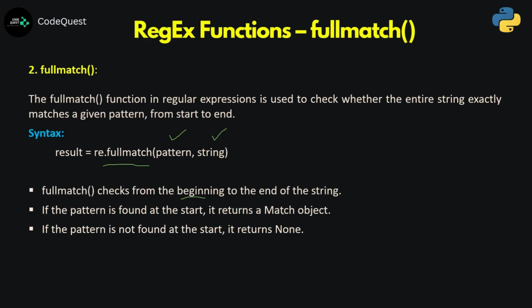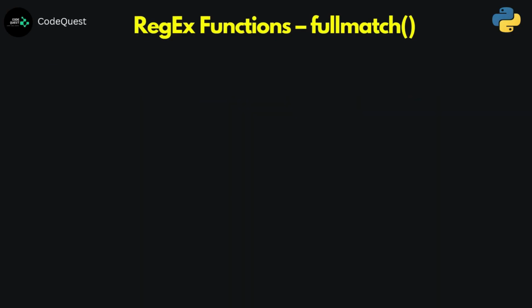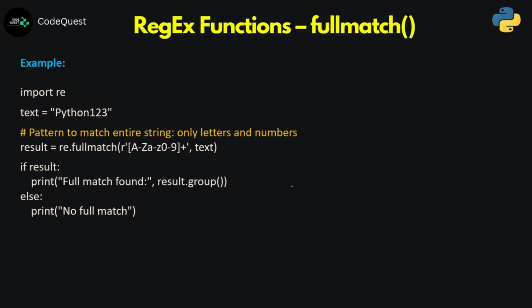If it is matching, we'll be getting the match object. Otherwise, we'll be getting a return, I mean None. Now let's see this example. Once again, we have imported this re module. Here I am writing, let's say, the text is holding some "Python123".